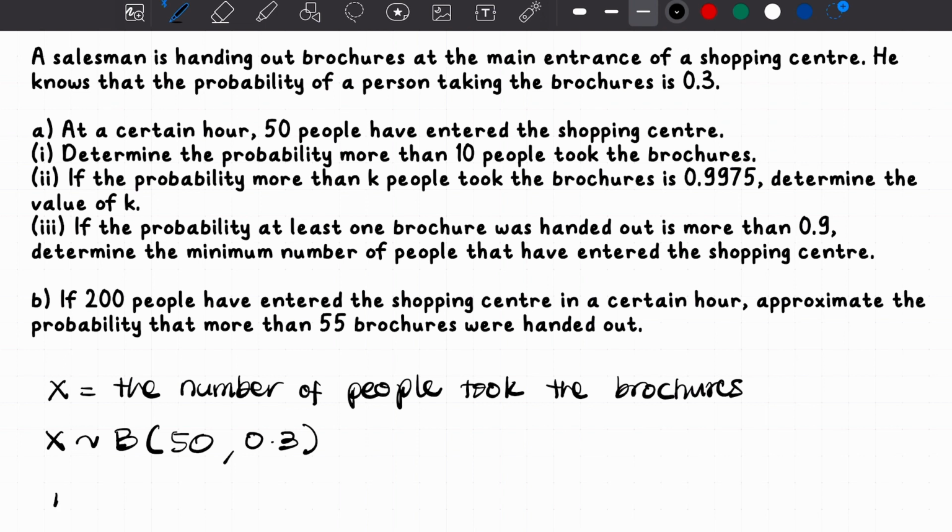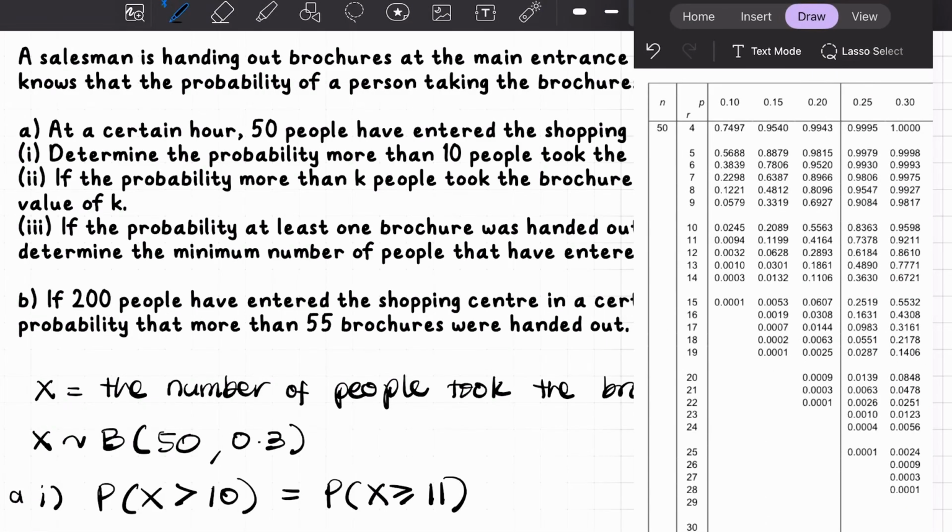Now for the first question, determine the probability more than 10 people took the brochures. So X is more than 10. We can't read from the table because the symbol is greater than. So we need to take the number after 10, which is X greater than or equal to 11. So let's look from the table. n is 50 and p is 0.3. X is greater than or equal to 11. Then the probability is 0.9211.